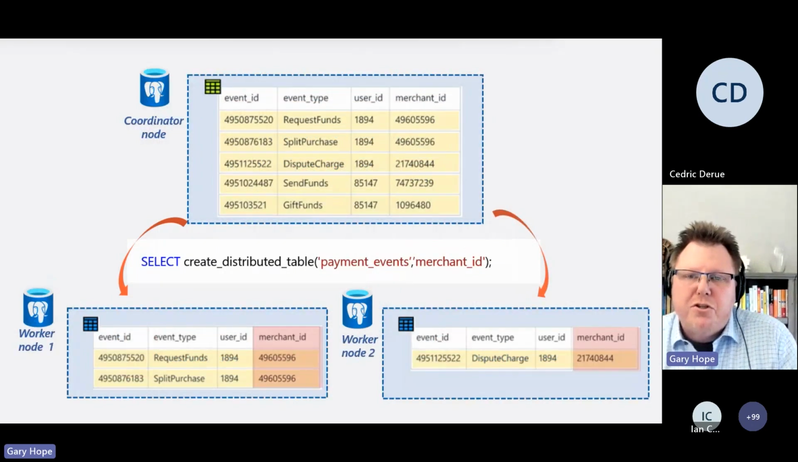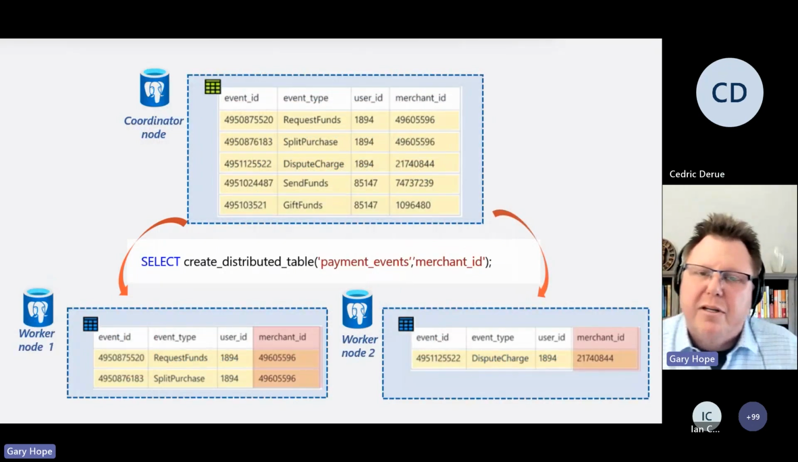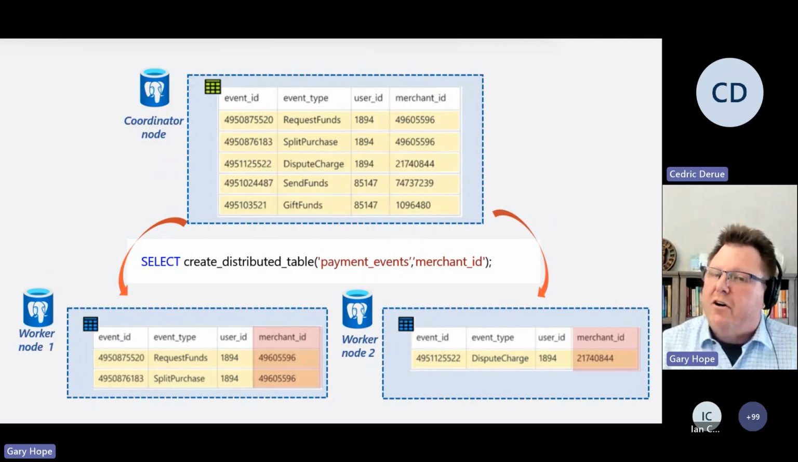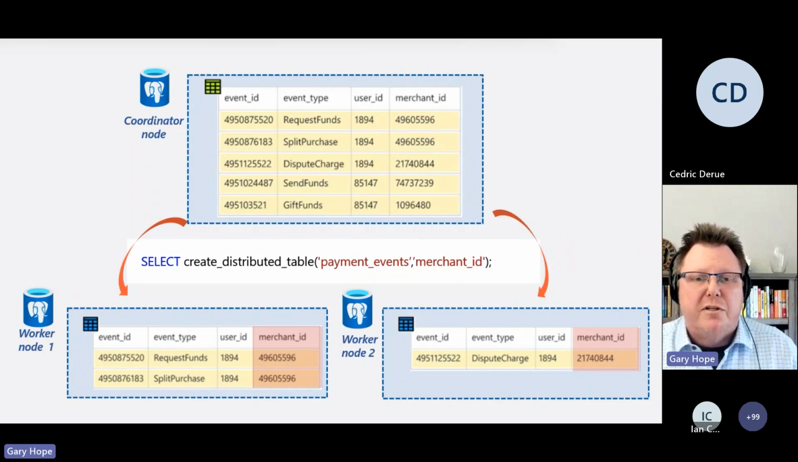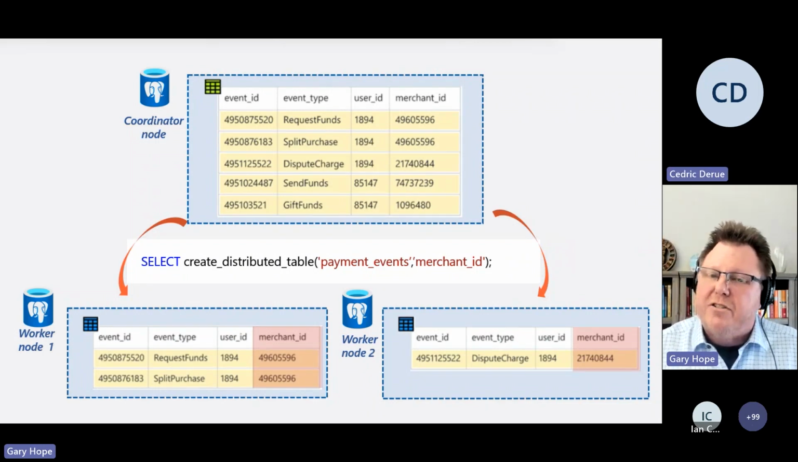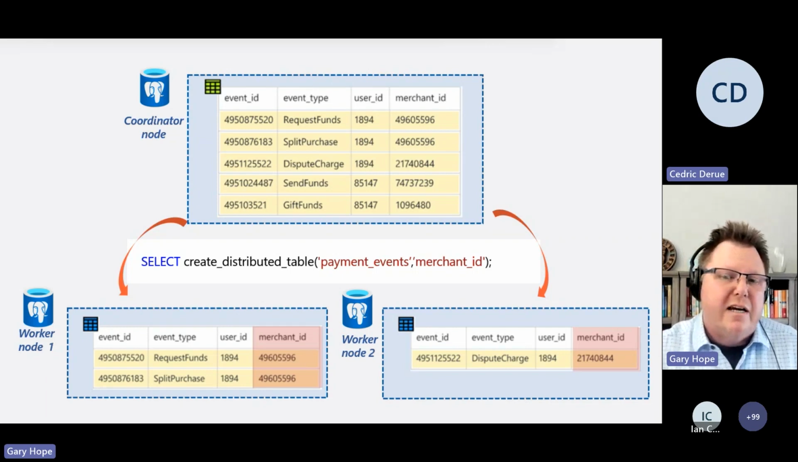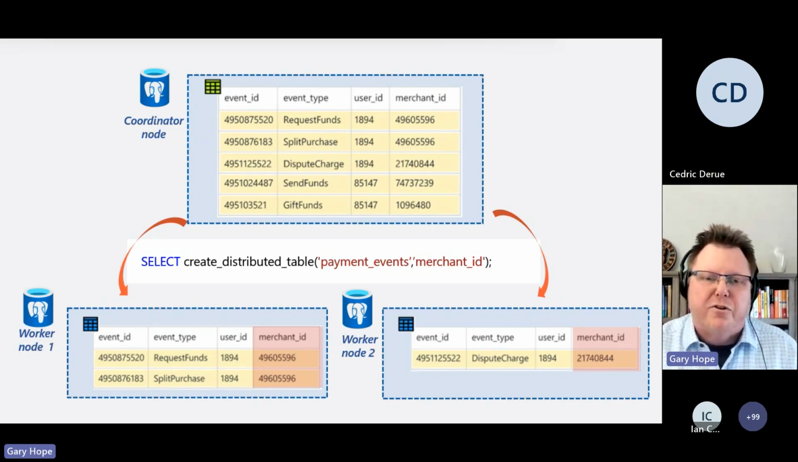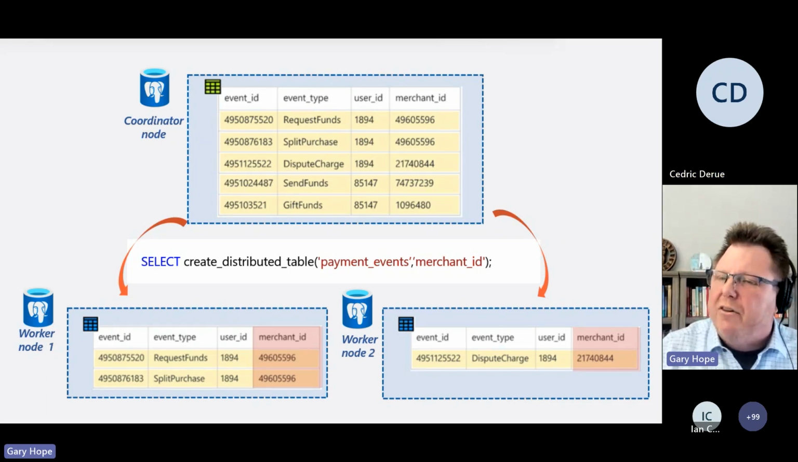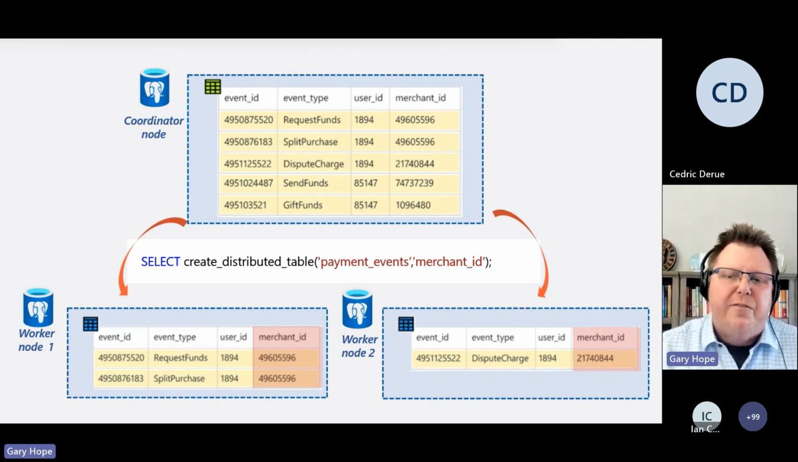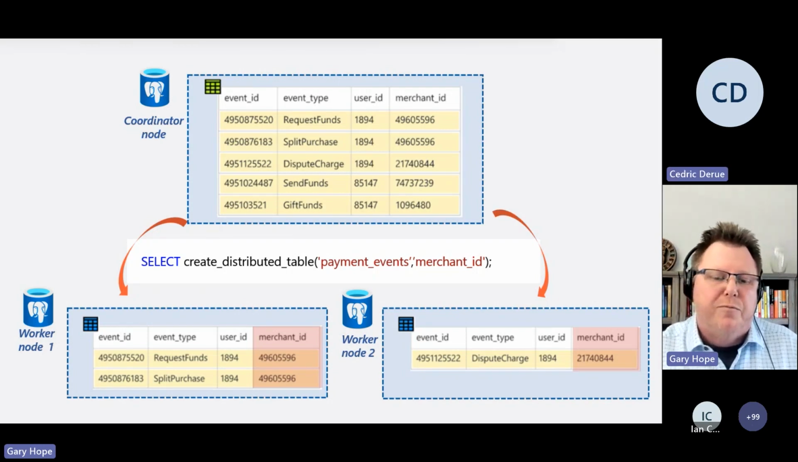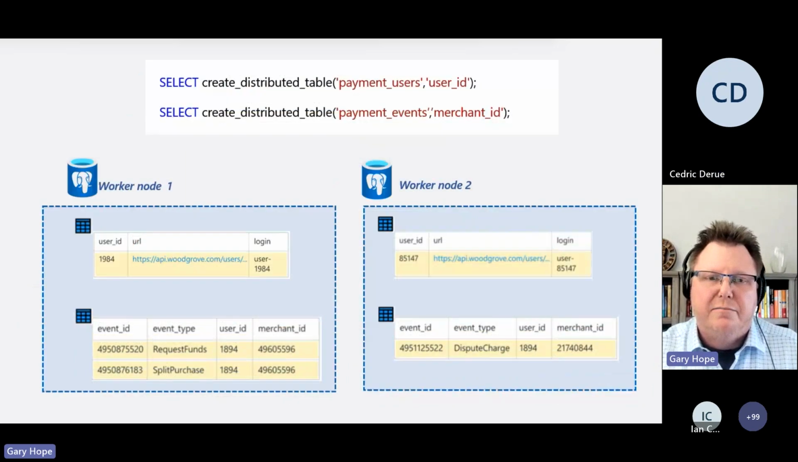The choice of distribution column on the payments events table is less clear. The merchant ID column might be a good candidate, especially if the merchant's table was distributed, and the merchant's details and events could be co-located by the same merchant ID column. In this case, the deciding factor on the distribution column will be understanding how the data is queried and identifying which scenarios could benefit more from co-location of data.